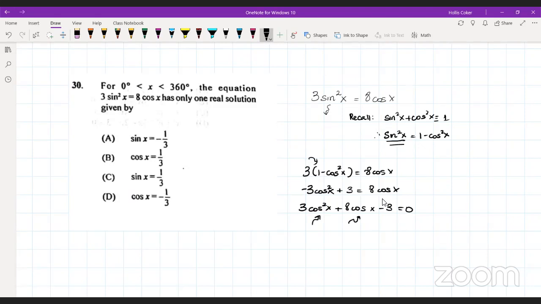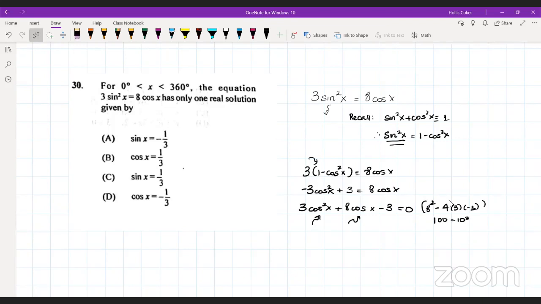Yeah. So we can try and factorize it, I assume. Let me see if it can be factorized. If it could be factorized, then b squared minus 4ac should be a perfect square. So 8 squared minus 4 times 3 times minus 3. If that's a perfect square, then I can factorize it. 4 3s are 12, 4 9s are 36. So it's actually 64 plus 36, which is 100. This is 10 squared. So it could be factorized.